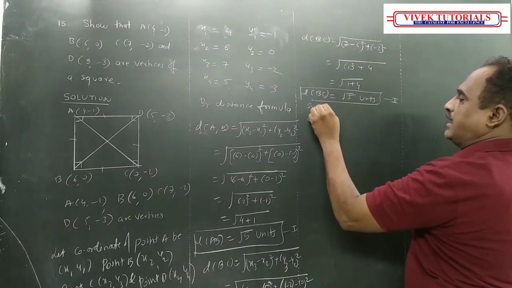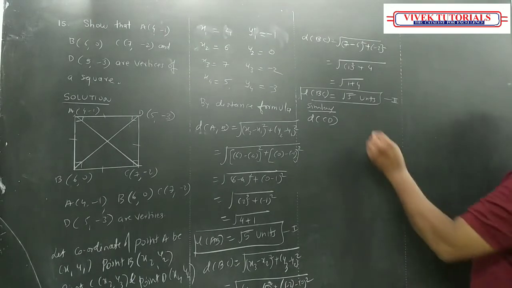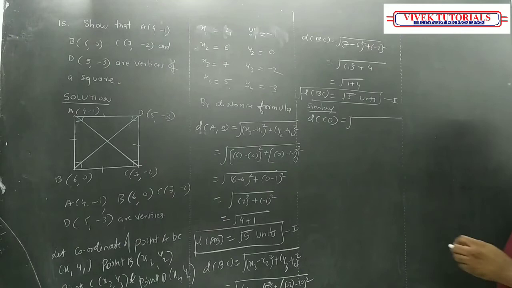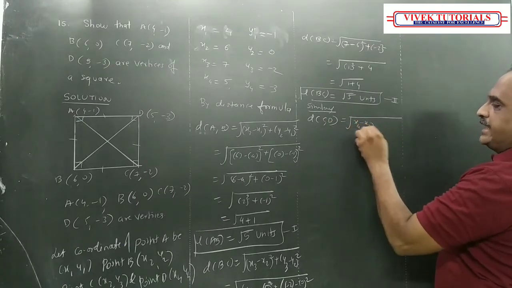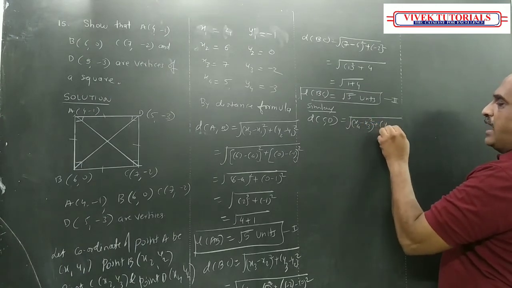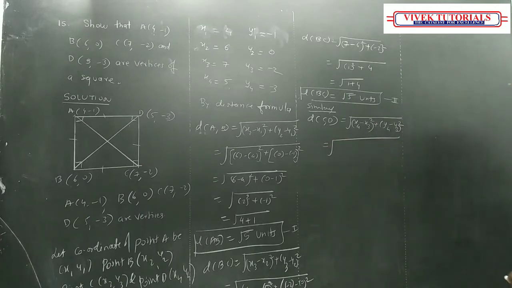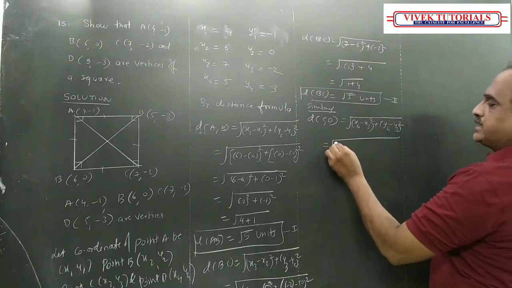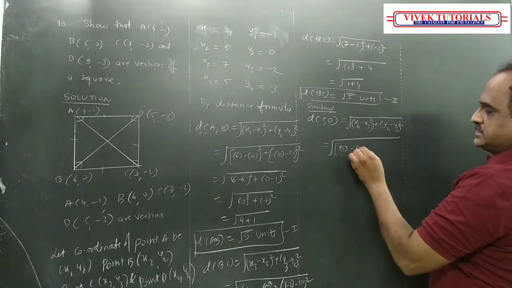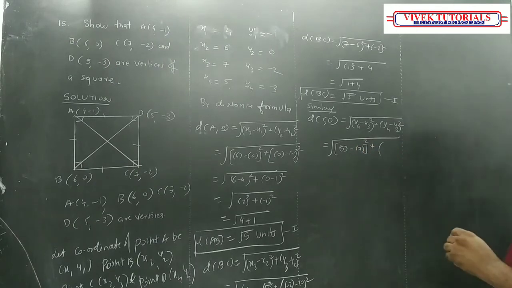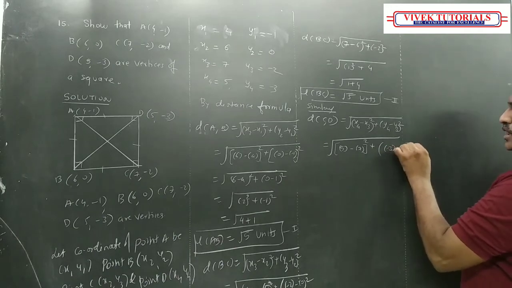We can write similarly, or we can write what by using what? Distance formula. What will happen then? Distance CD is equal to square root of (x4 minus x3) the whole square plus (y4 minus y3) the whole square. That is equal to under root, x4 is 5, minus 7 the whole square, and minus 3 minus 2 the whole square.